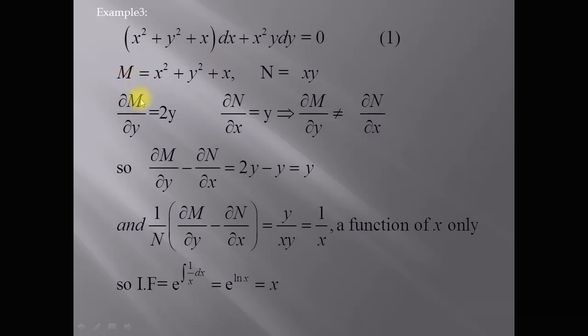So the partial derivative of M with respect to y is 2y, and for the partial derivative of N with respect to x, the derivative of x is 1, so this is y. The result of partial M by partial y is 2y, and the result of partial N by partial x is only y. So these two results are not equal, so it is clear that the given differential equation is non-exact.